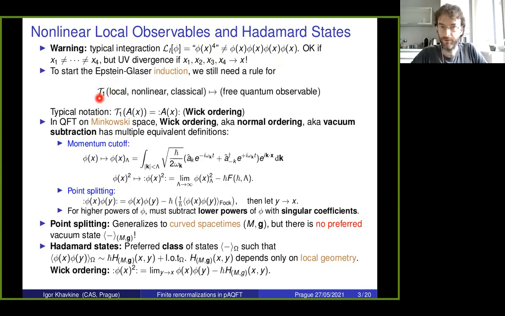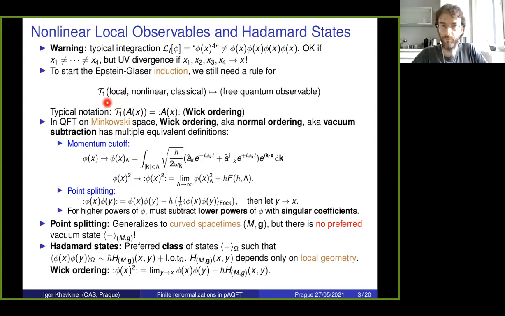And this can be fit into the framework that I was describing by noticing that you need something to start the Epstein-Glaser induction, right? If you want to define time-ordered products of k arguments, you need to know what they are for k minus one arguments. And this is basically referring to the problem of how to decide what the T1, the quote unquote time orderings, of your fundamental fields are.